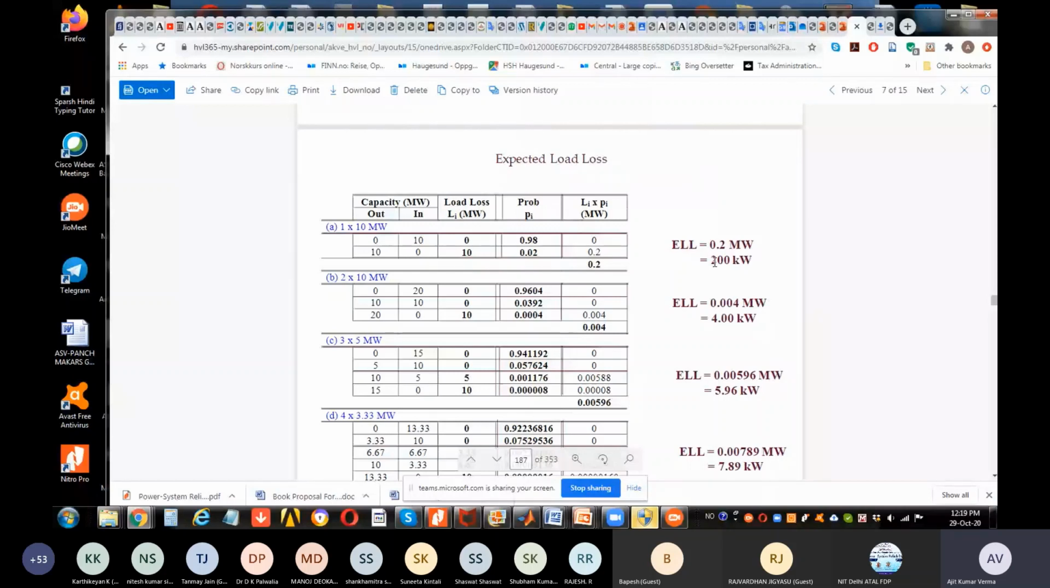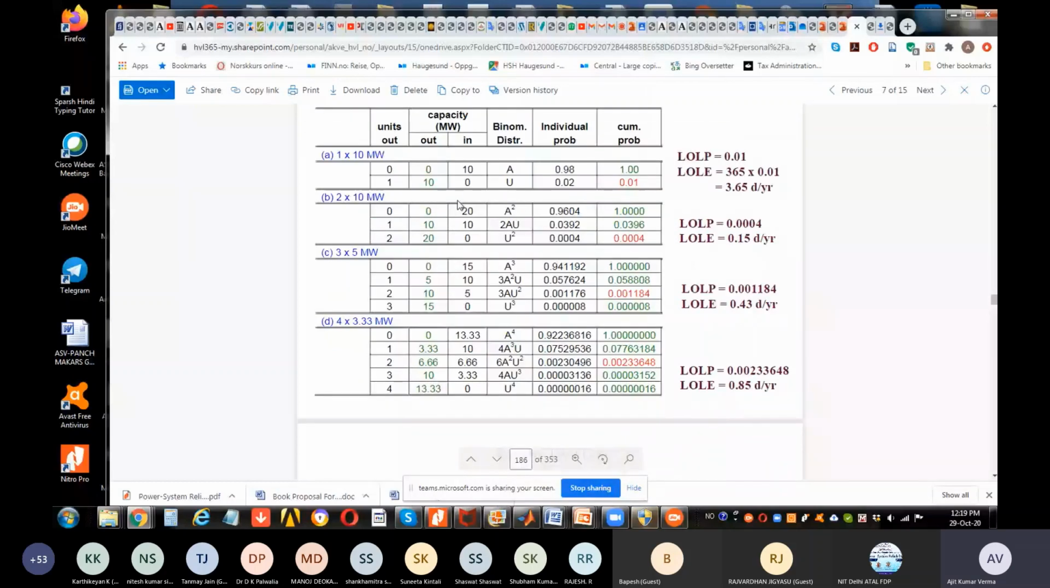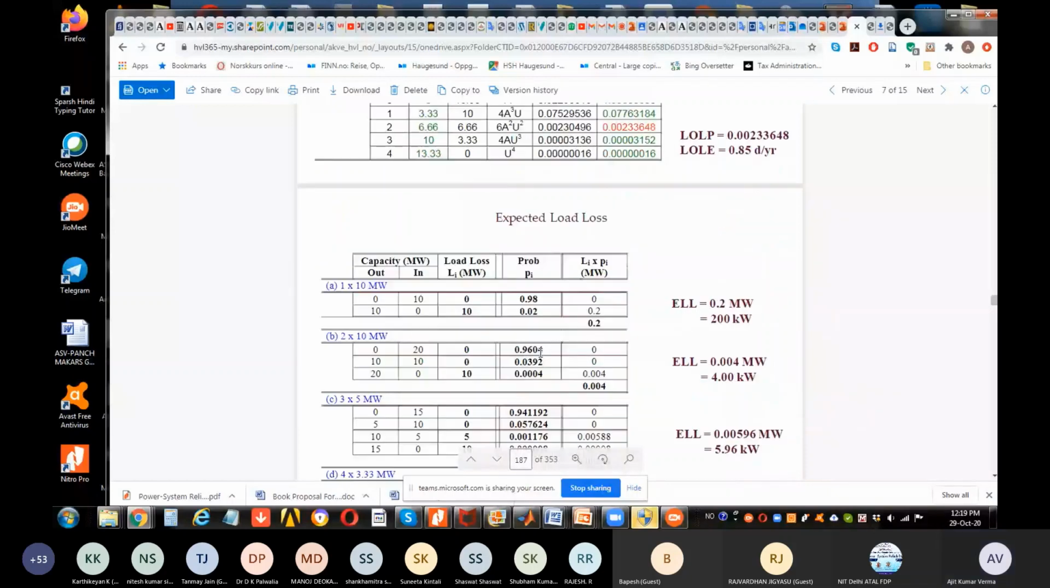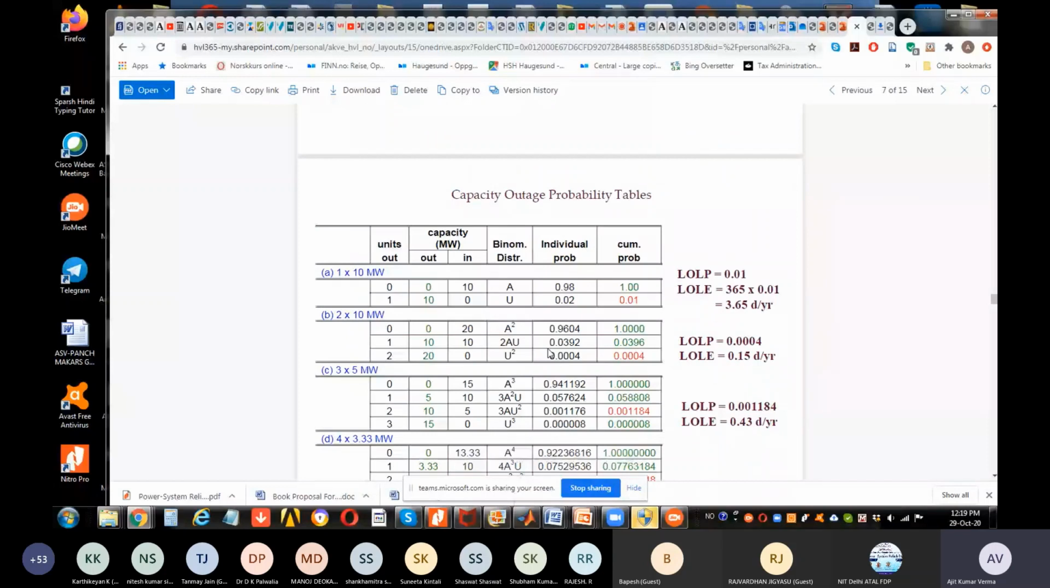What is the load loss here? So you have this table, the same thing that we have done earlier, 2 into 10. These are the probabilities, this is the cumulative probability. Anyway, we have taken the individual probabilities here for various states.